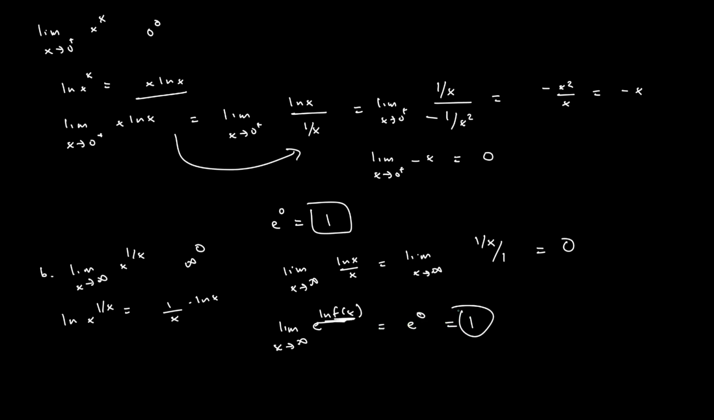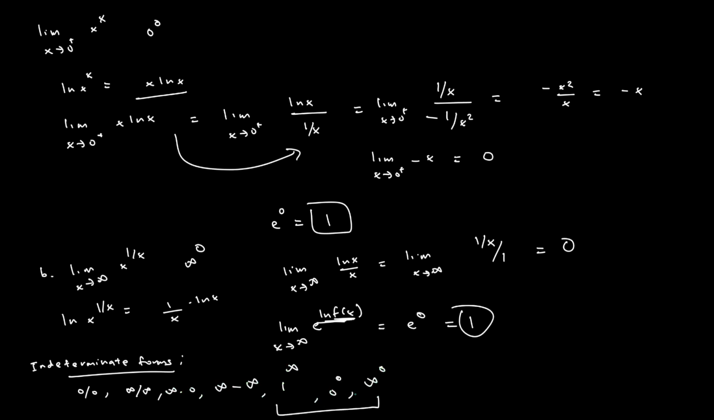And to summarize, the indeterminate forms are as such. So these are indeterminate forms. We started with 0 over 0. Then we had infinity over infinity. We had infinity times 0, infinity minus infinity, 1 to the power of infinity, 0 to the power 0, infinity to the power 0. And we saw that with these power ones, it's often easier to find the limit of the log of the function and then once again take e to the power of the result.